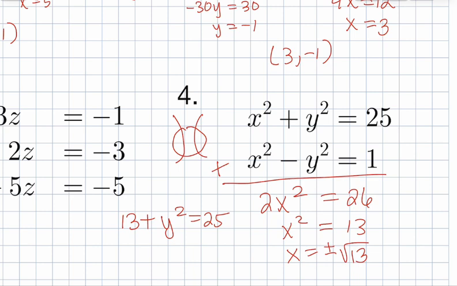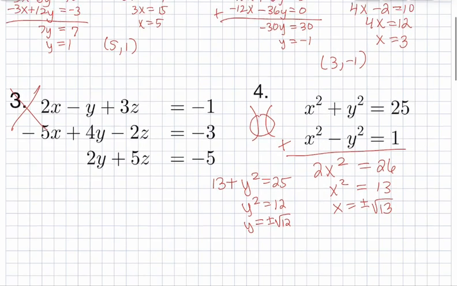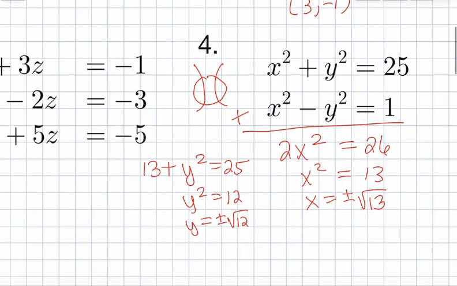Now, get your y squared by itself. So it becomes similar to what we did earlier. Subtract 13 from both sides. 25 minus 13 is 12. So y is plus or minus the square root of 12. Now, the square root of 12 should be written a little nicer. Don't leave it square root of 12. Since 12 is 4 times 3, it's really 2 radical 3. So let's write that as plus or minus 2 radical 3.